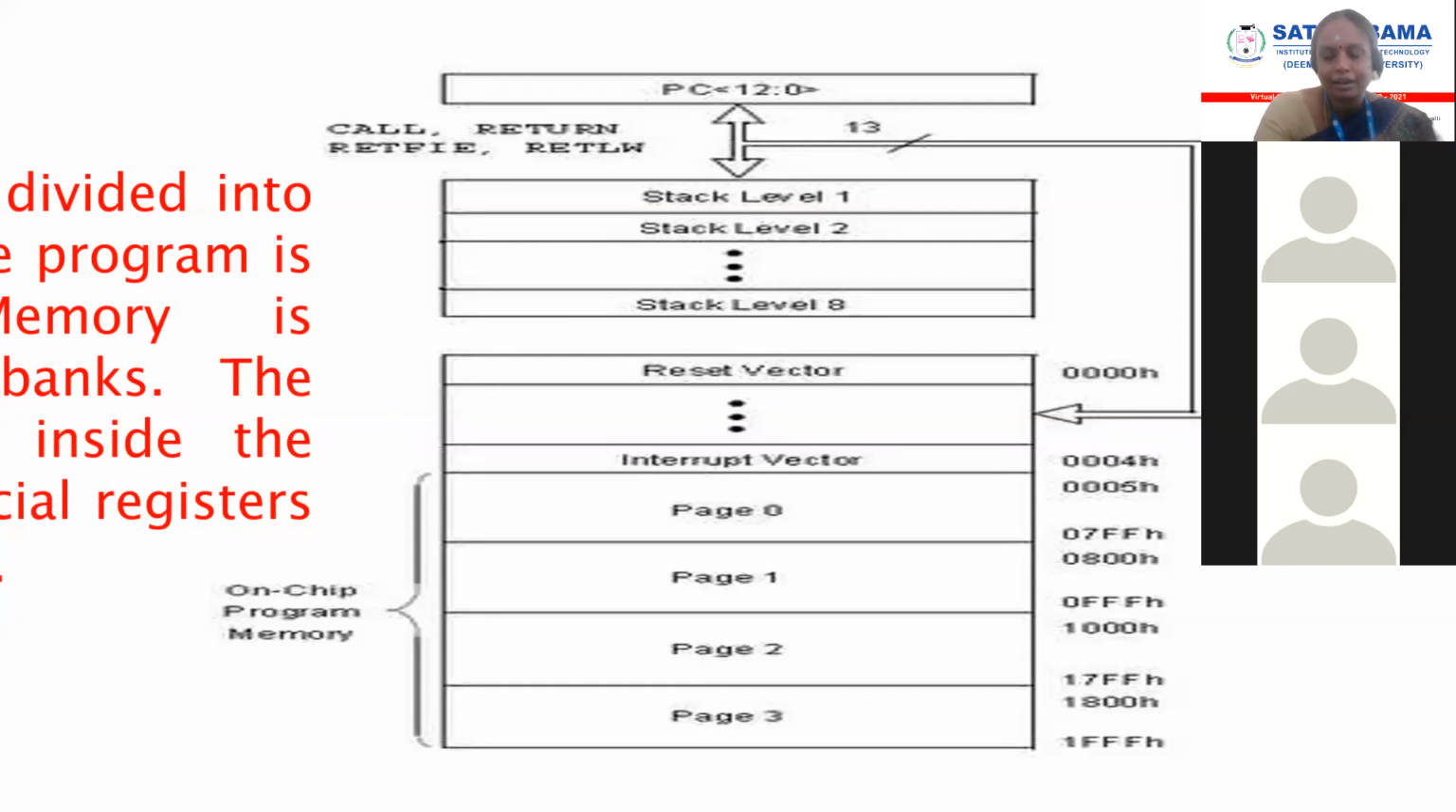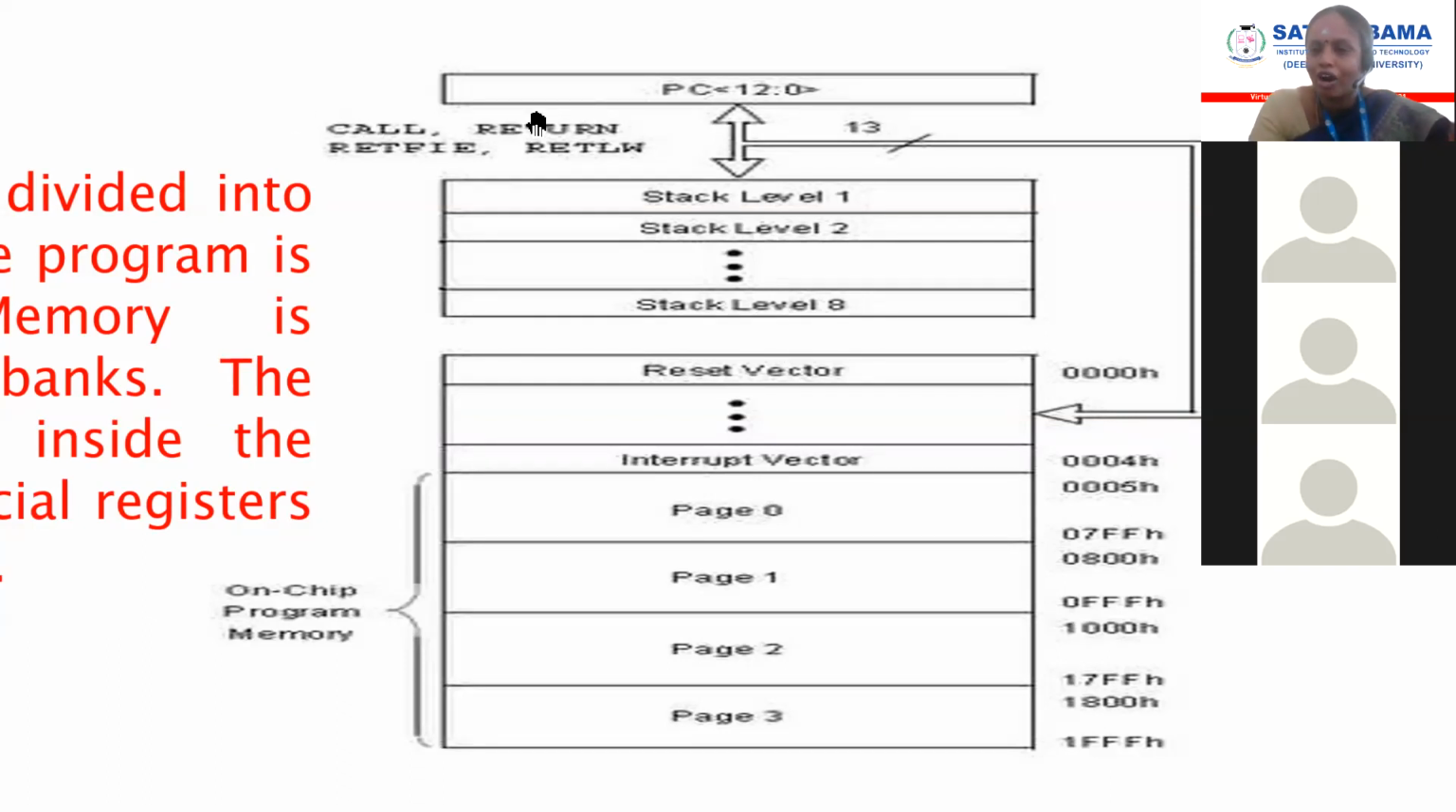If I'm pushing the 10th data, it will erase the second level and it will store the data. But my stack can store only 8 levels. 8 deep level of stack will be there. Can you understand? And you have seen call and return.